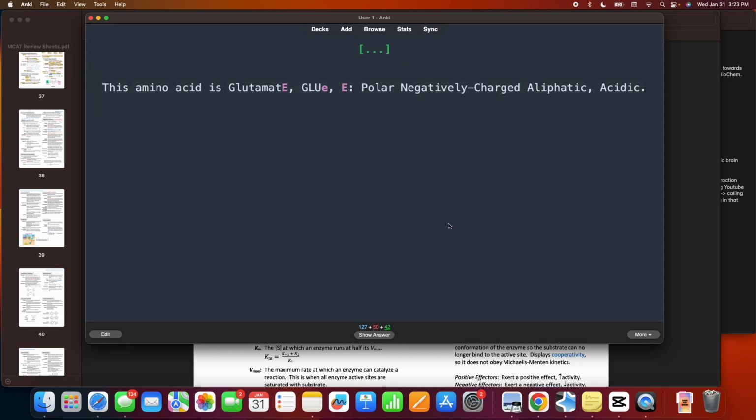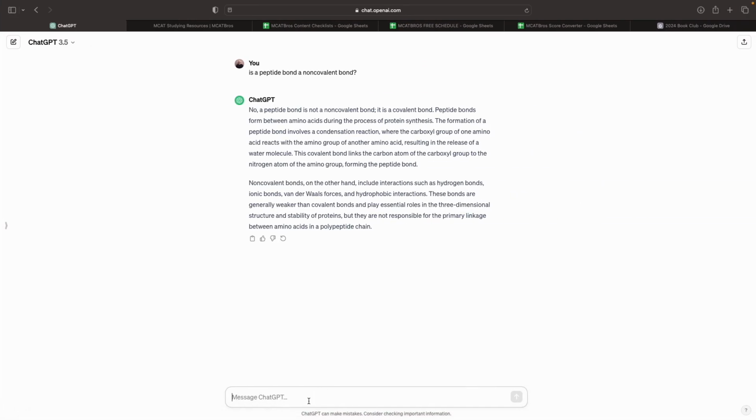These flashcards are from chapters 1 and 2 only of the biochemistry chapters. Chapter 1 is about amino acids and proteins, and chapter 2 is about the enzymes. The amino acid is glutamate: polar, negatively charged, aliphatic, acidic. First of all, aliphatic means that it is polar, right? Or, let's see, I forgot.